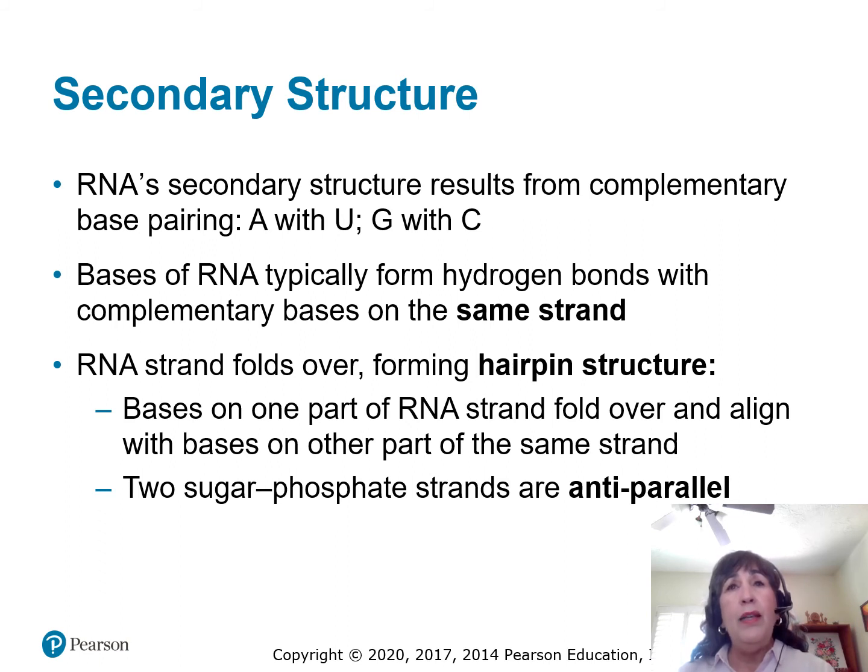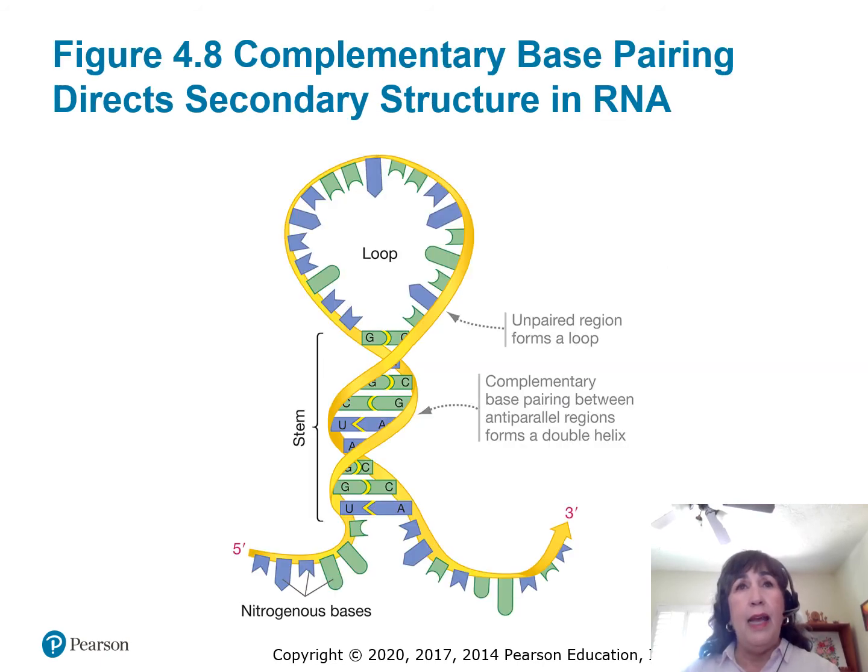And when this hairpin structure forms, like a bobby pin found in a person's hair, we can see that the strands are anti-parallel, similar to what you would see in DNA. And here's an example of a hairpin structure. Notice when the arms of RNA have folded on each other, we have complementary base pairing.